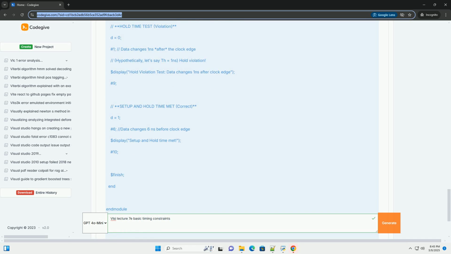2. Hold time, T_h or T_hold. Definition: The hold time is the minimum amount of time that the data signal must remain stable after the active clock edge to guarantee reliable data capture.